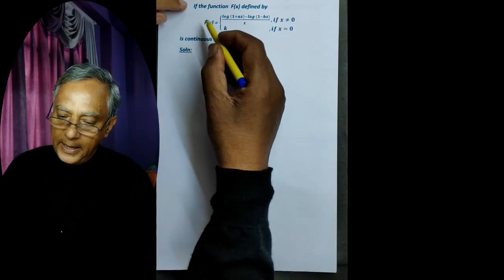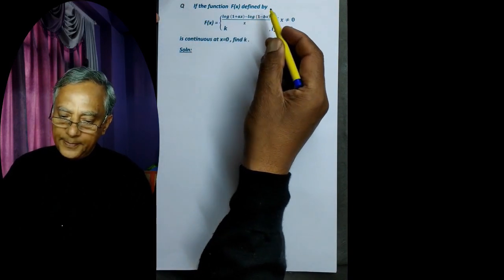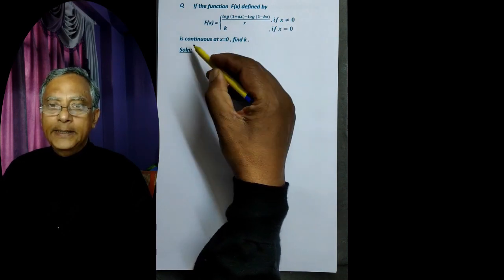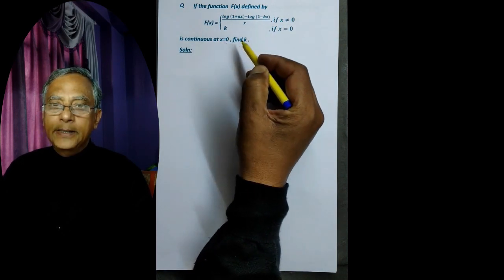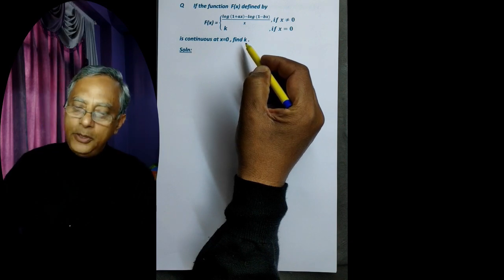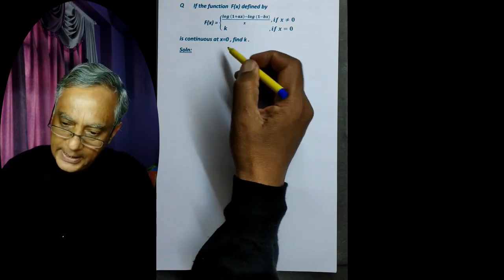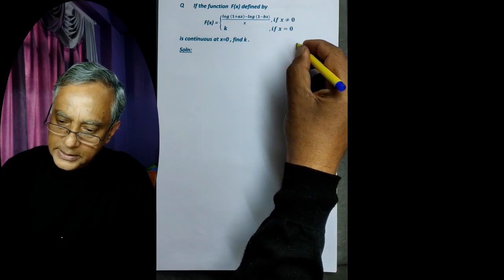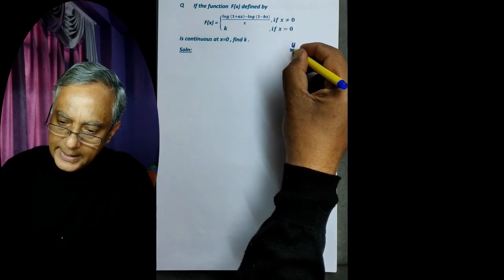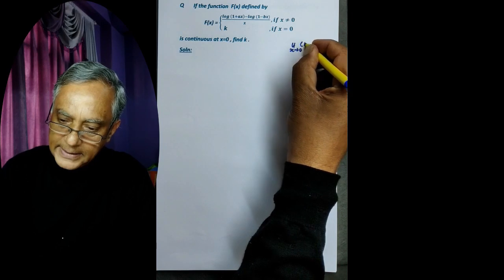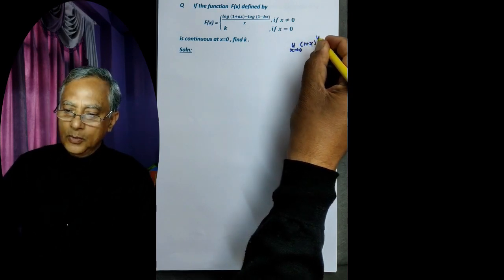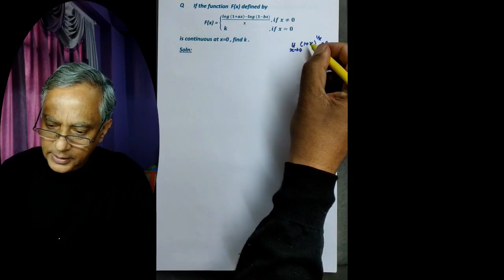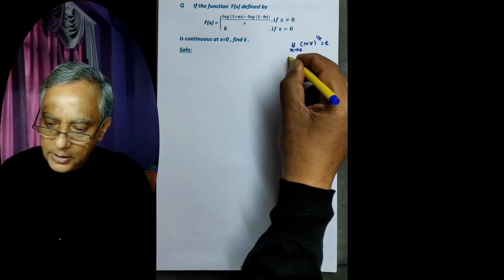If the function f(x) defined by f(x) is equal to this much is continuous at x equal to 0, we have to find k. Now the formula that will be used in this question is limit x approaches 0, (1 plus x) to the power of 1 by x is e. Or we can also convert this formula into this form.